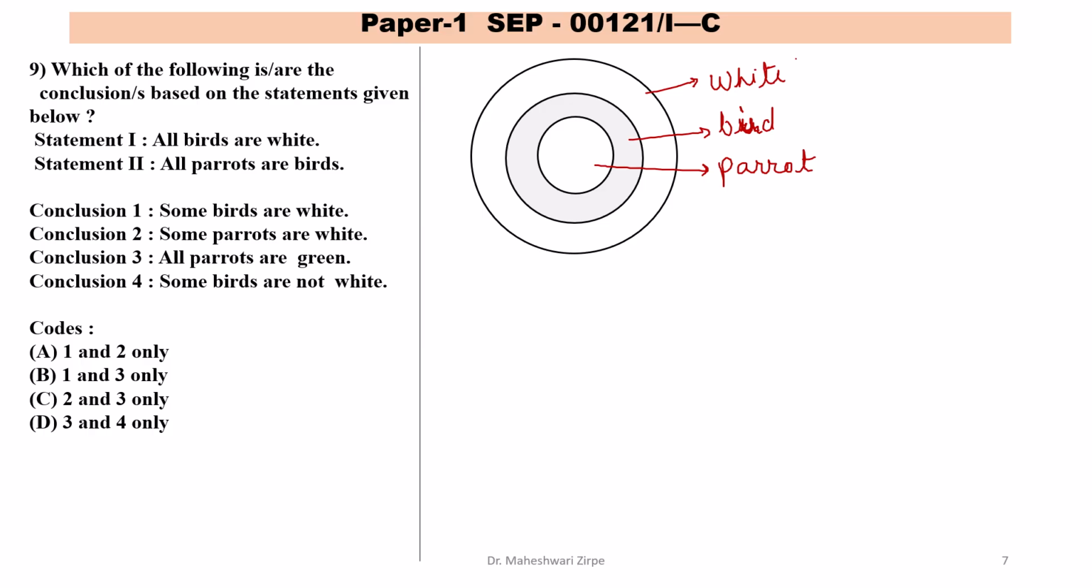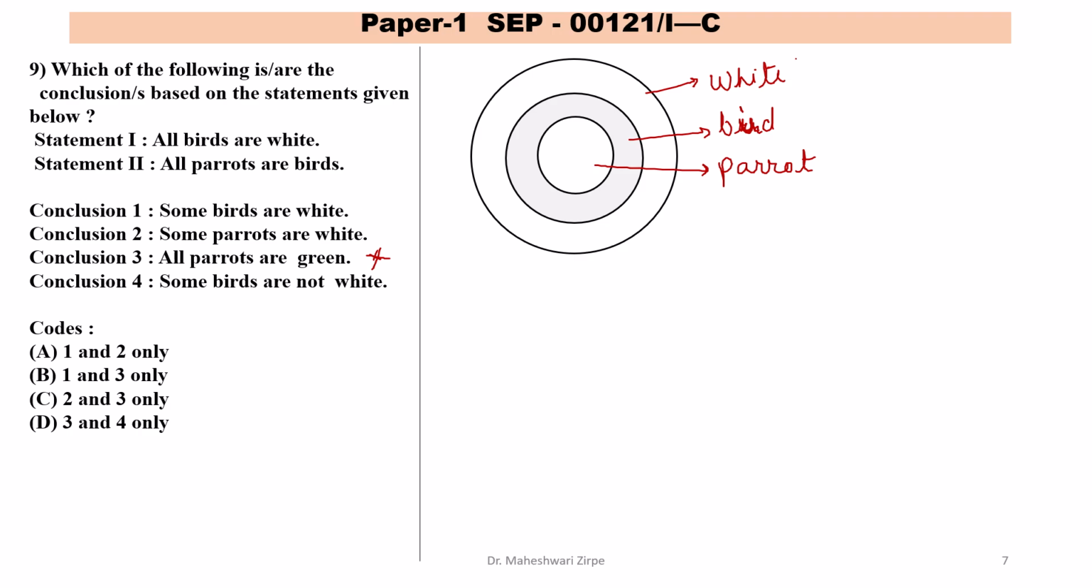All parrots are green. Here in the statement they have not mentioned green color, which means conclusion 3 is wrong. Don't bring in your day-to-day life knowledge, because in the statement they have given nothing about green color. So conclusion 3 is wrong.